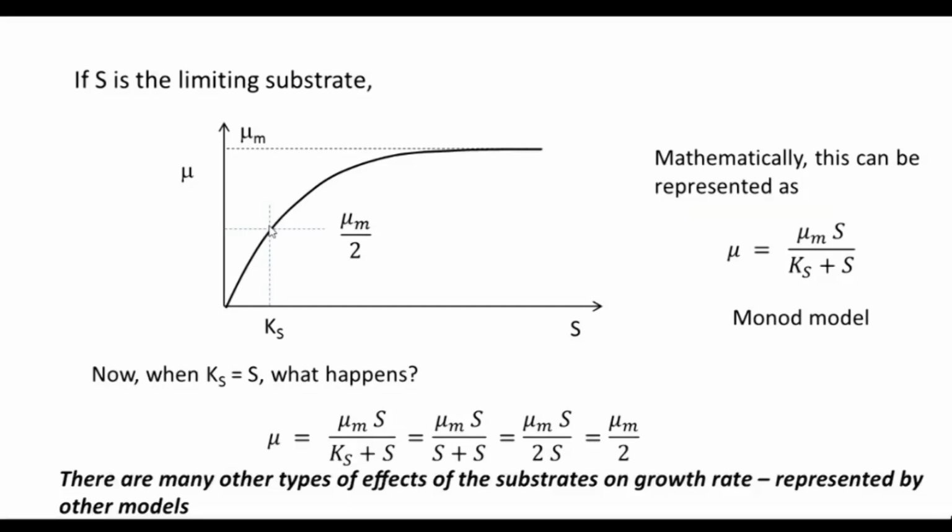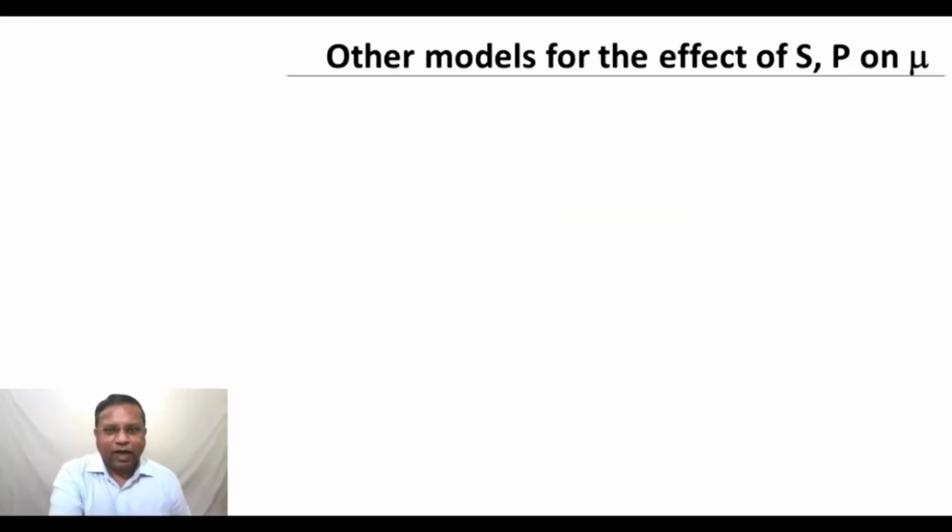Okay. There are many other types of effects of substrate on growth rate, many other ways of representing them. Let us look at a few of them here. The other models for the effect of substrate, and product also, in this case product would also affect the specific growth rate. For example, I think we did mention ethanol beyond a certain percentage, some 18% or so, starts affecting the growth rate of cells. That can also be represented. I'll give you some brief representations here.